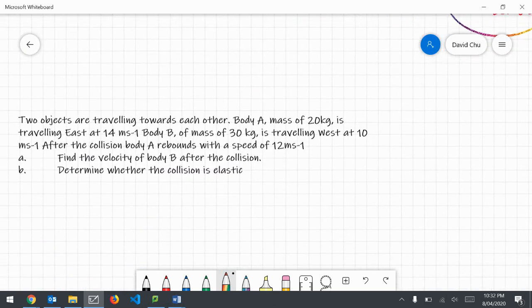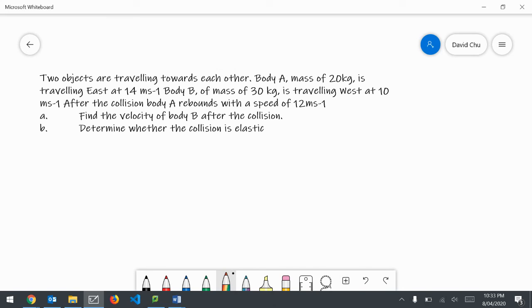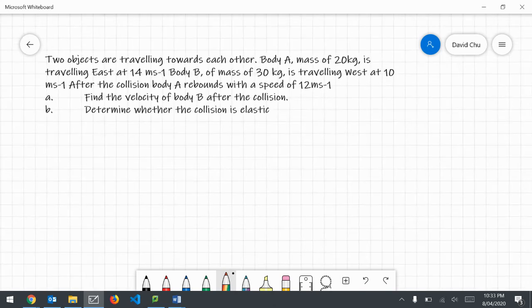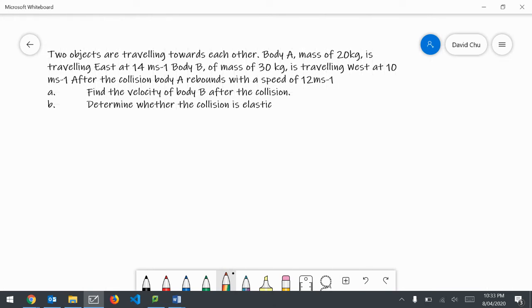Okay, last question. Two objects are traveling towards each other. Body A, mass 20 kilograms, travels towards the east, and the other one travels towards the west. So instead of left and right, we have east and west, no problems. After the collision, you get the speed of one of them, you don't know the other one, so you've got to determine it. Okay, so part A, let's lay out the questions that we have. In fact, let's draw it.